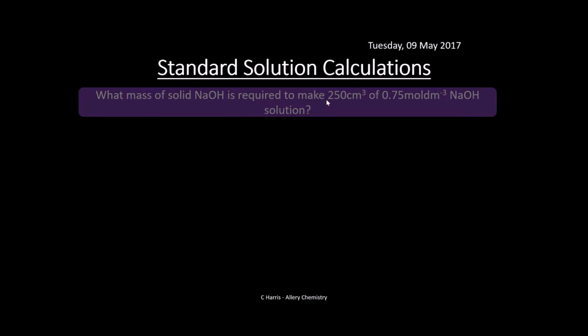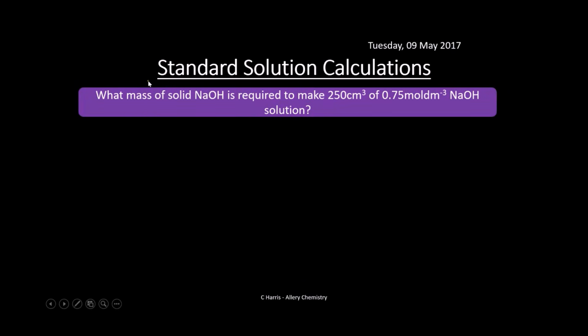Okay, so let's look at some calculations. We might ask a question like this: what mass of solid sodium hydroxide is required to make 250 cm³ of 0.75 mol/dm³ sodium hydroxide solution? So I want to make this volume of this concentration of sodium hydroxide. Sodium hydroxide is a solid. When you buy it, it doesn't come as a liquid. You buy it as a solid, and you have to make up the solution yourself to get the right concentration. It's handy because it means you can make whatever concentration you want, just about.